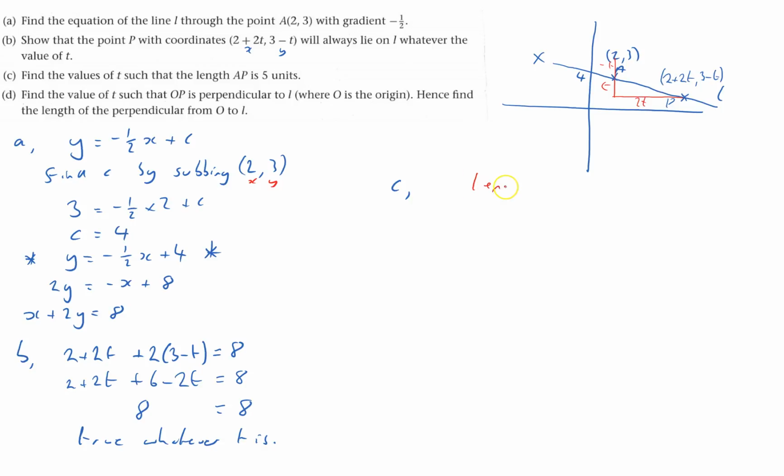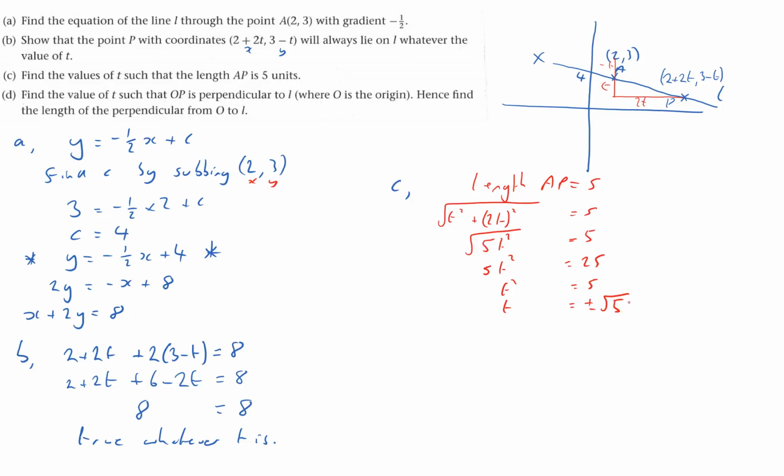And we're told that the length of AP equals 5, and for the length of AP, we've got that triangle now, so it's the square root of t squared plus 2t all squared, that is 5, so that's 4t squared plus t squared, square root of 5t squared equals 5, square both sides, 5t squared equals 25, so t squared equals 5, so t equals plus or minus the square root of 5.